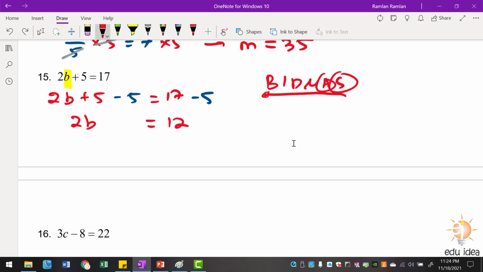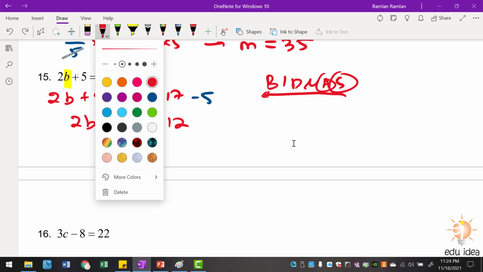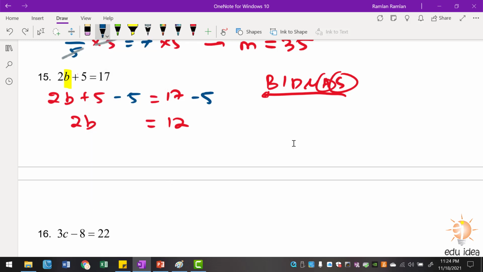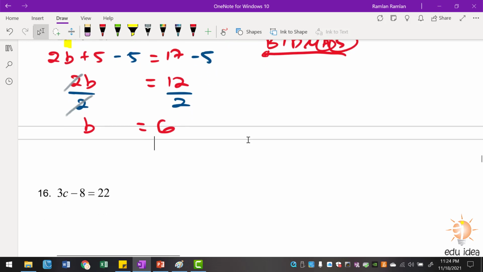Just like the previous example, let's get rid of that 2, because 2b is 2 times b. Just divide both sides by 2, and then we can cancel this 2, and that leaves b on the left side. It's just b, and then equals 12 divided by 2, which is 6, okay? Okay, let's do it again.